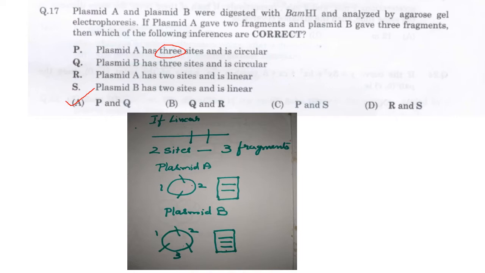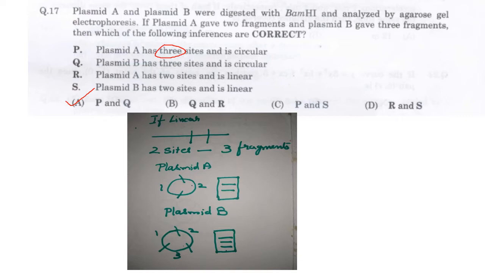Okay, coming to the first question. Plasmid A and plasmid B were digested with BamHI and analyzed by agarose gel electrophoresis. If plasmid A gave 2 fragments and plasmid B gave 3 fragments, then which of the following inferences are correct?